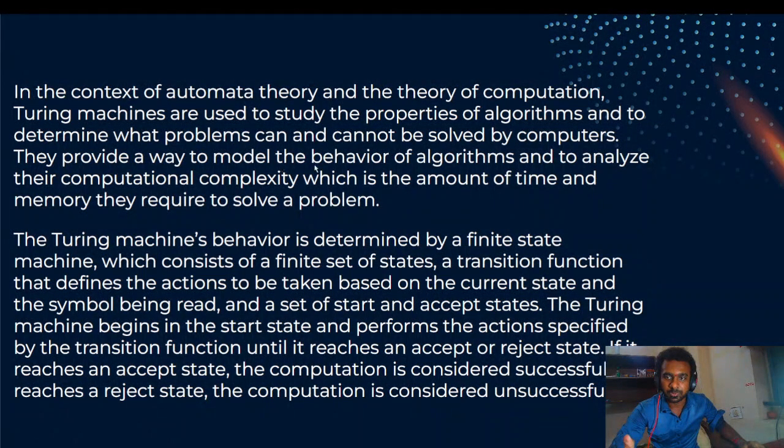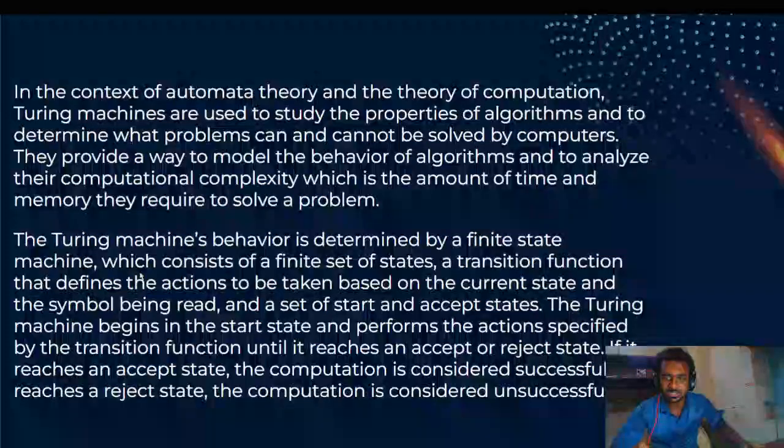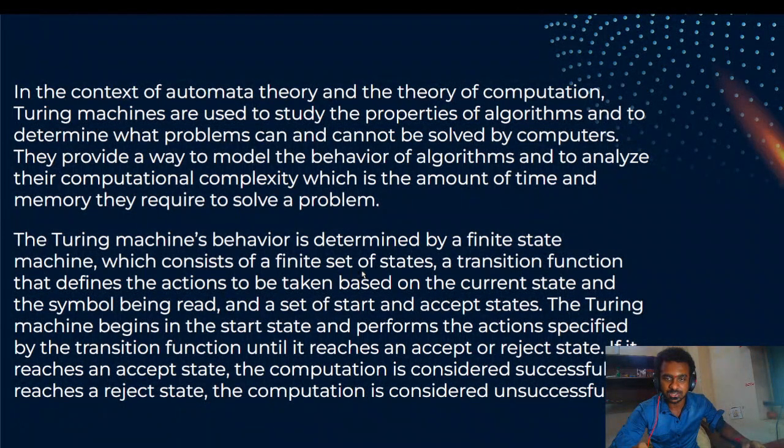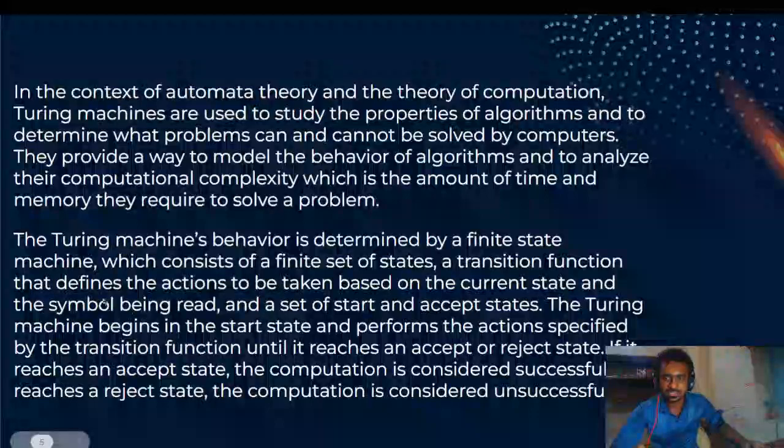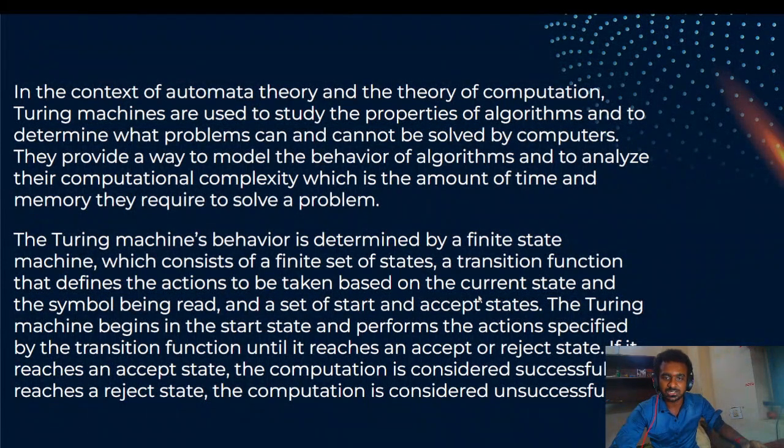They provide a way to model the behavior of algorithms and to analyze their computational complexity, which is the amount of time and memory they require to solve a problem. Thus we can calculate the time complexity and space complexity of algorithms using Turing machine. The Turing machine's behavior is determined by a finite state machine, which consists of a finite set of states, a transition function that defines the action to be taken based on the current state and the symbol being read, and a set of start and accept states.